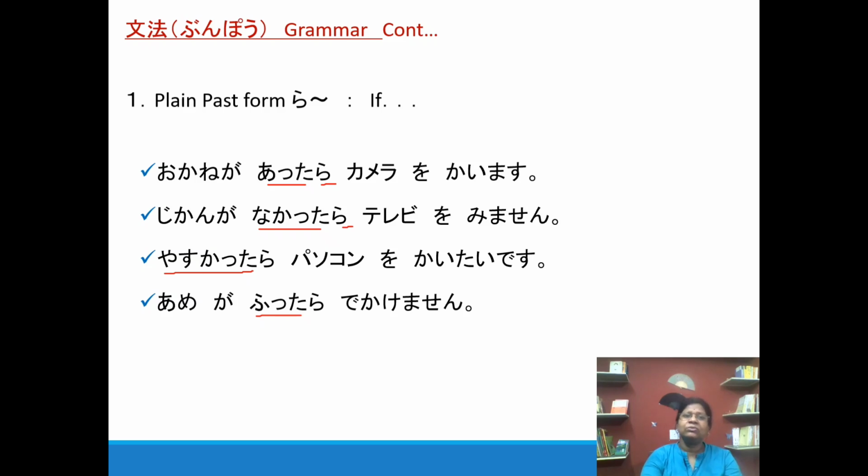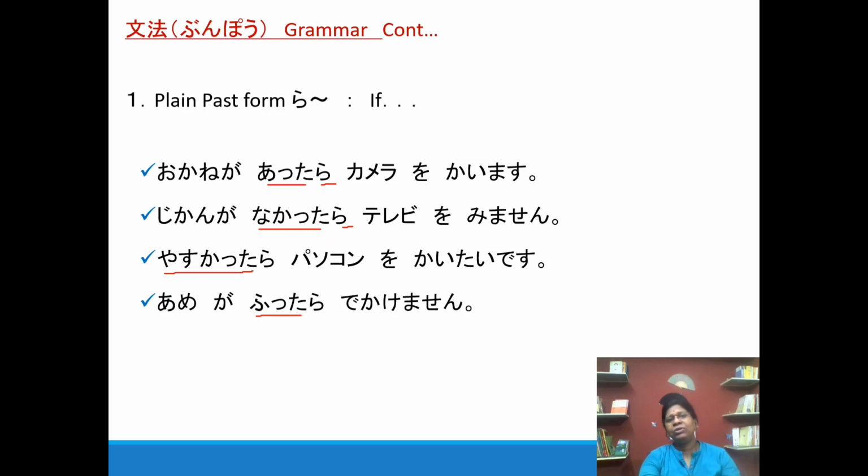In the first sentence, okane ga attara kamera o kaimasu. If I have money, I will buy a camera. Jikan ga nakattara terebi o mimasen. If I don't have time, I won't watch TV. Yasukattara pasokon o kaitai desu. If it is cheap, I will buy a computer. Ame ga futtara dekakemasen. If it rains, I don't go outside.